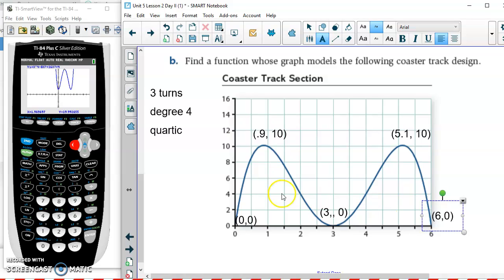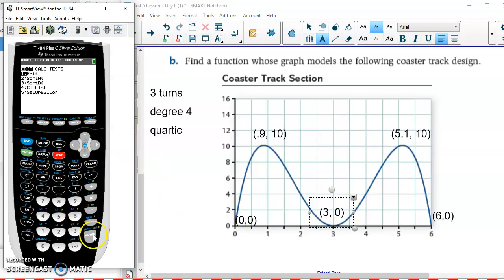All right, so we notice that we have degree 4. We have to have one more coordinate than the degree, so five points. Our steps to take to the calculator: we have to go to STAT, then go to Edit, and create a list of these values right in here. So I'm going to take a second and create the list of these values.